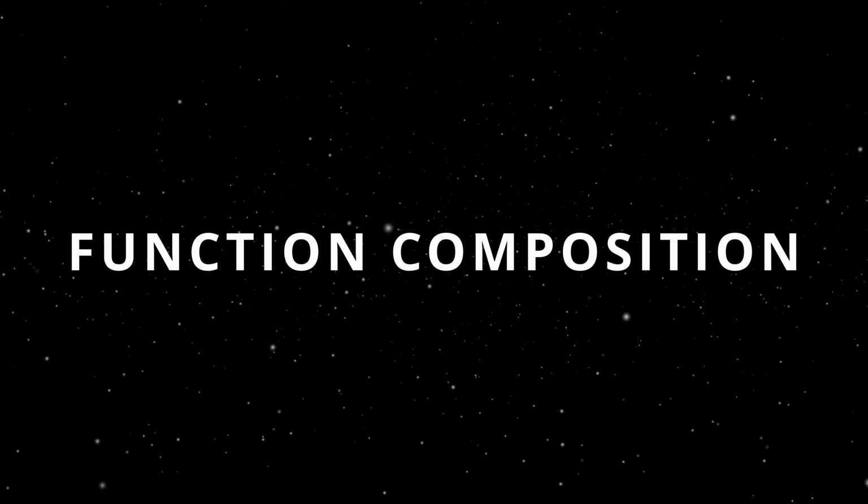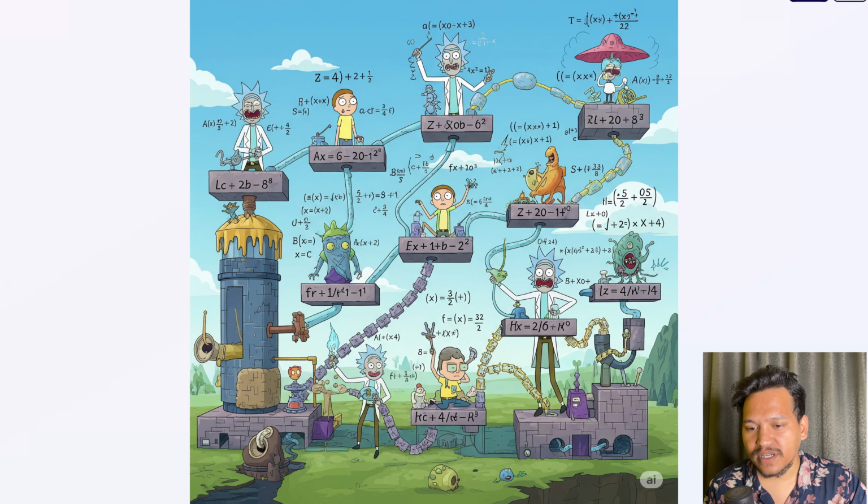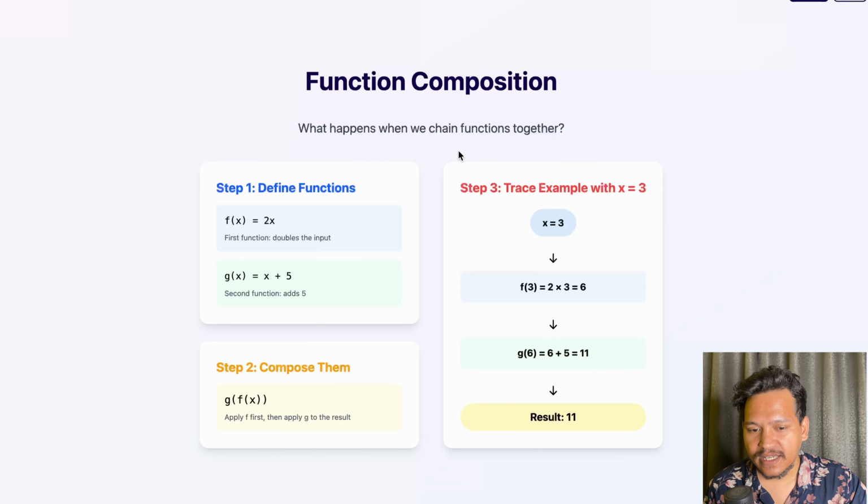Now here's where it gets interesting for neural networks. Function composition. What if we want to apply one function, then apply another function to the result? f(x) = 2x, g(x) = x + 5. We can compose them: g of f of x. Let's trace this with the example x = 3.